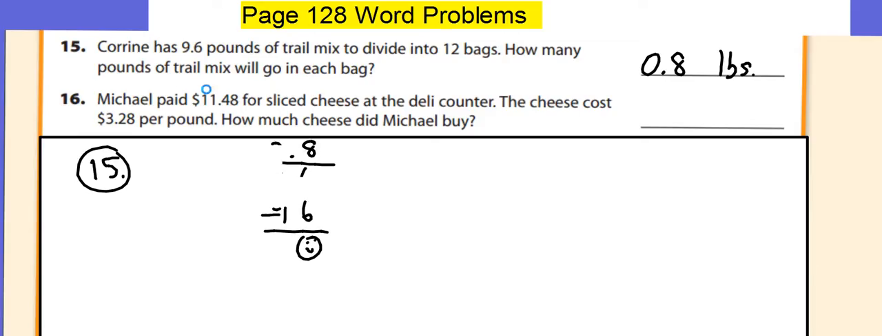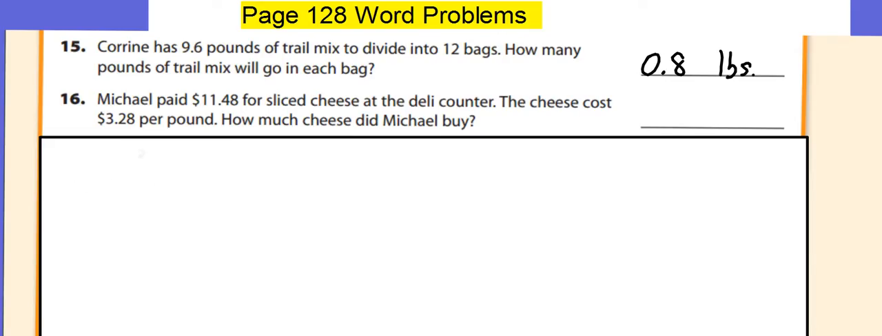I will erase my annotations here and read number 16, set it up, and solve it. Number 16 reads, Michael paid $11.48 for sliced cheese at the deli counter. The cheese cost $3.28 per pound. How much cheese did Michael buy? All right, so the first challenge for number 16 is setting it up correctly. What are we going to divide by what? Well, it says that we spent $11.48, and then it says it was $3.28 per pound.